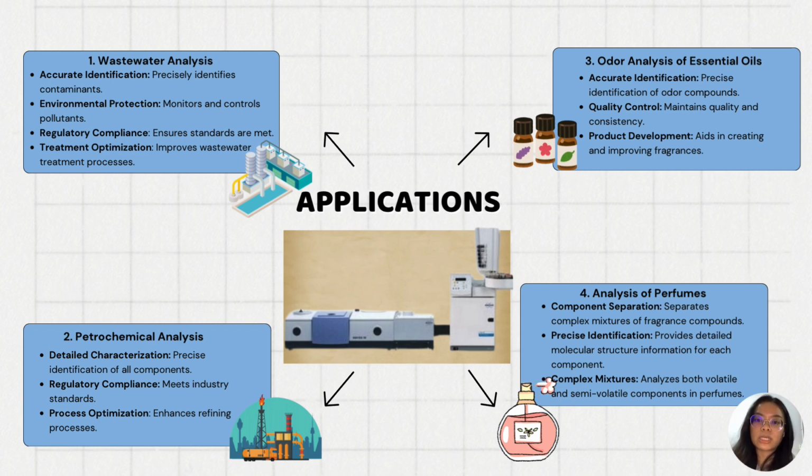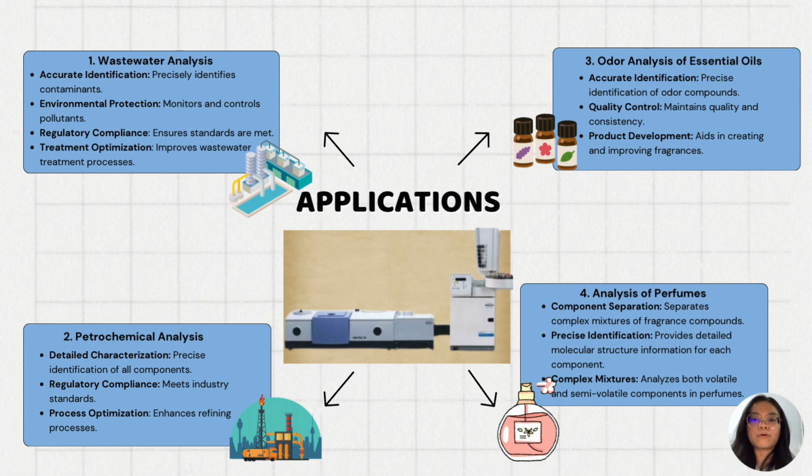Then, in the petrochemical industry, GC-FTIR provides a detailed characterization of all components in petroleum products. This helps optimize refining processes and ensures products meet regulatory standards and specifications. Other than that, for analysis of essential oils, GC-FTIR accurately identifies all compounds, maintaining quality and consistency. It assists in product development by creating new fragrances and improving existing ones through detailed chemical analysis.